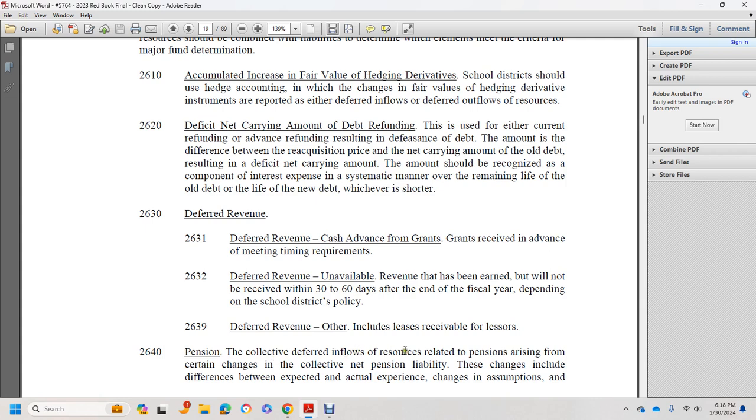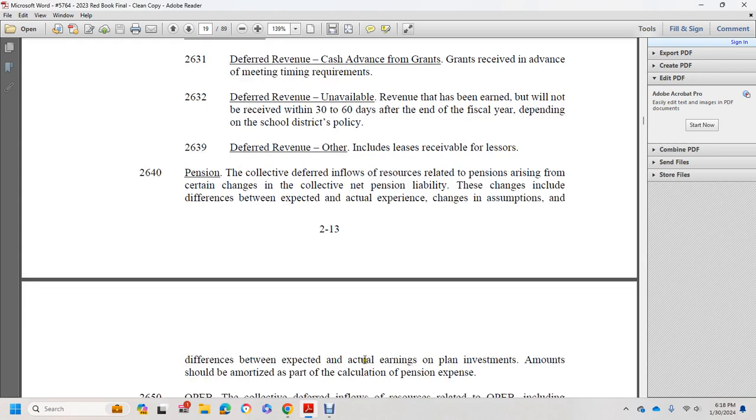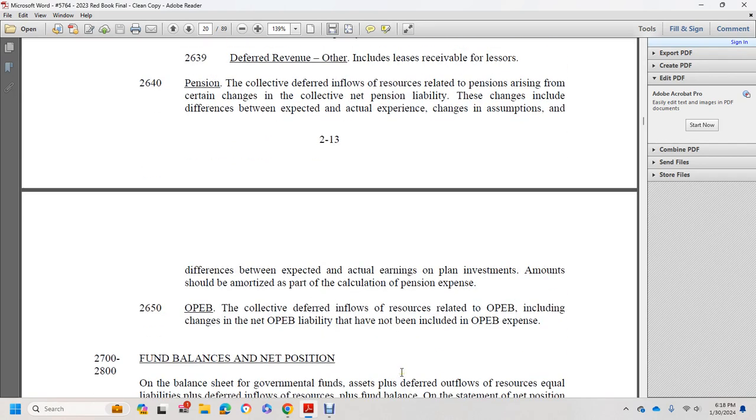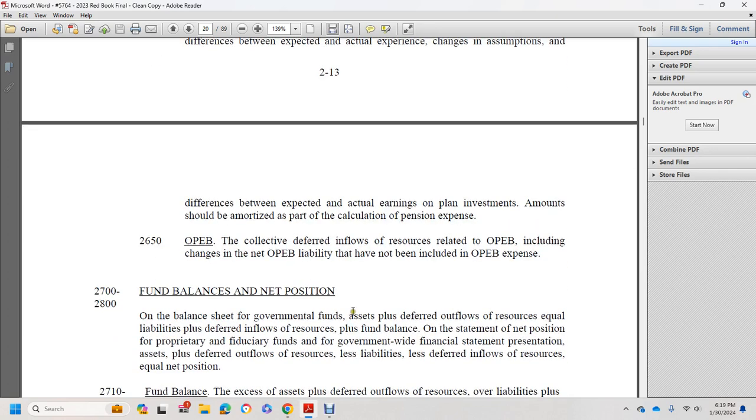2640, pension, the collective deferred inflows of resources related to pensions arising from certain changes in the collective net pension liability. Changes include the difference between expected and actual experience, changes of assumptions, and the difference between expected and actual earnings of the plan investments. Amounts should be amortized when calculating pension expense. 2650 other post-employment benefits, the collective deferred inflows of resources related to other post-employment benefits, including changes in the net other post-employment benefit liability that have not been included in the other post-employment benefit expense.